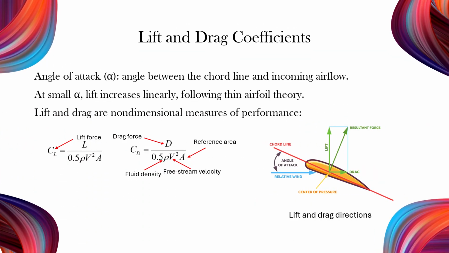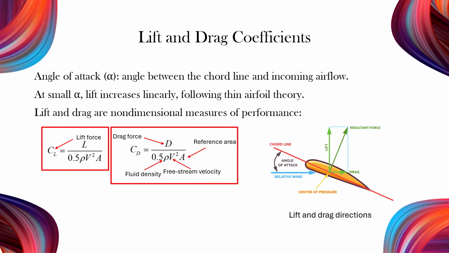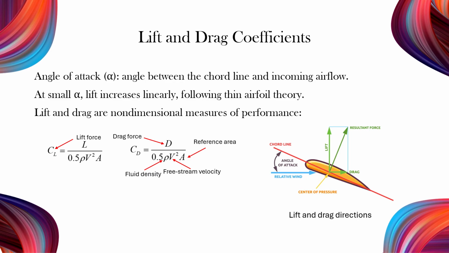A key parameter influencing lift and drag is the angle of attack, defined as the angle between the chord line of the airfoil and the oncoming airflow. At small angles of attack, lift increases approximately linearly with the angle, in accordance with thin airfoil theory. The lift and drag coefficients are fundamental non-dimensional parameters used to quantify aerodynamic performance. CL and CD represent the lift and drag coefficients.